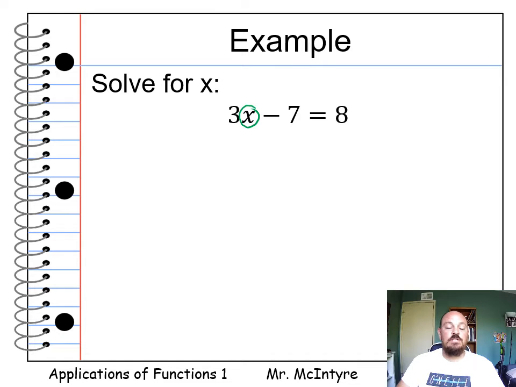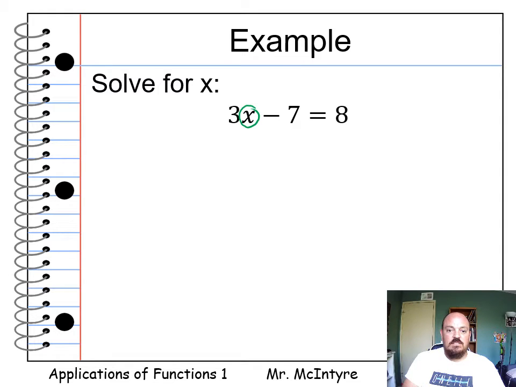So let's get rid of the minus 7 first. And since minus 7 is subtraction, we're going to get rid of it by doing the opposite. We're going to get rid of it by adding 7. Remember, I'm allowed to do that. I can do whatever I want as long as I do the same thing to both sides. So what I'm going to do is add 7 to both sides of this equation. So on either side of the equal sign, I'm going to put a plus 7.